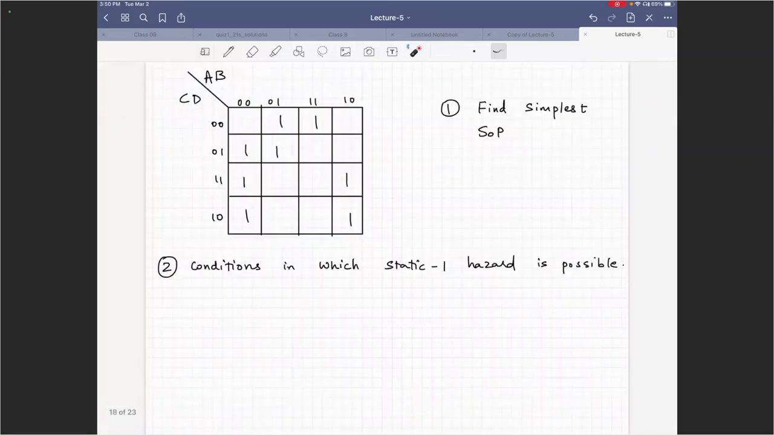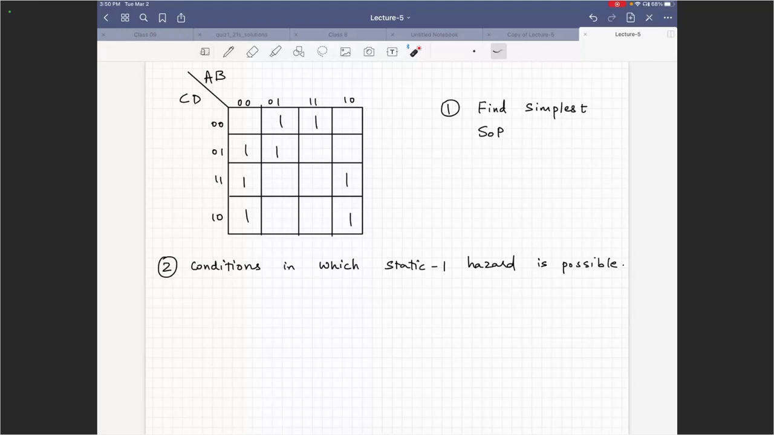Let's do this example. So you have a K-map here, four variable K-map. My first goal is to find the simplest sum of product expression for F or some function which is related to A, B, C, and D. My second question is, list the conditions in which static one hazard is possible, right? So static one hazard is present or not, and whether the glitch is possible or not.